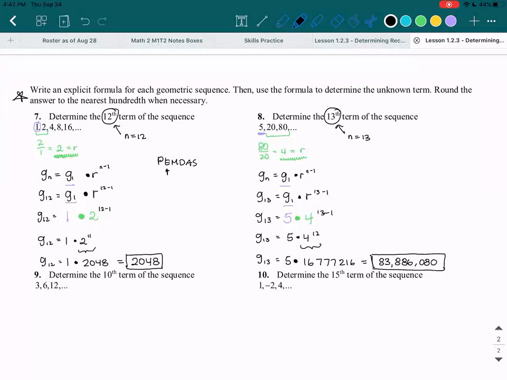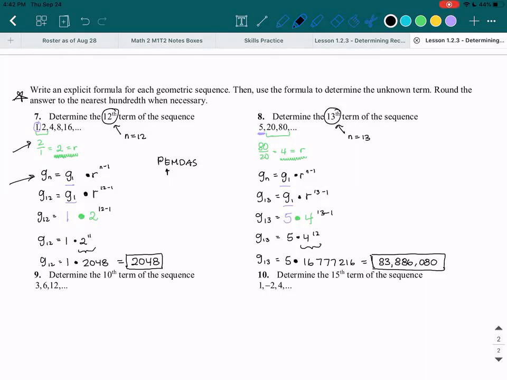So for number 7, it says determine the 12th term of the sequence. So as you may guess, the 12th term means n is equal to 12. Let's start by finding our common ratio. To find the common ratio, you choose any two numbers that are consecutive, meaning they're right next to each other, and then you divide them. Second number divided by first number, and you get r, the common ratio. So our common ratio is 2.